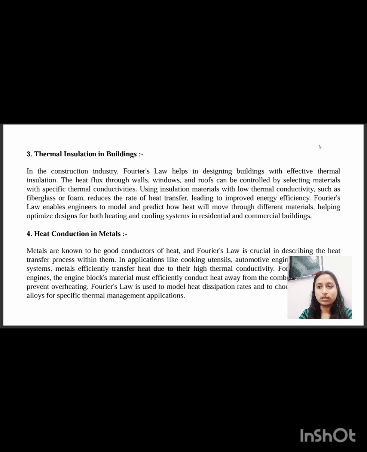Using insulation materials with low thermal conductivity, such as fiberglass or foams, reduces the rate of heat transfer, leading to improved energy efficiency. Fourier's law enables engineers to model and predict how heat will move through different materials, helping optimize designs for both heating and cooling systems in residential and commercial buildings.